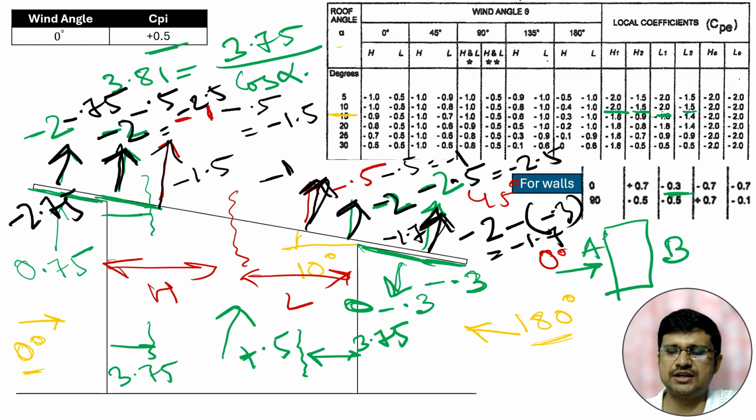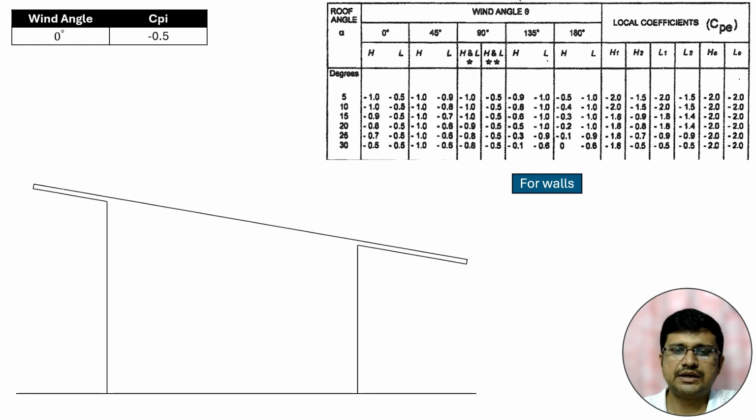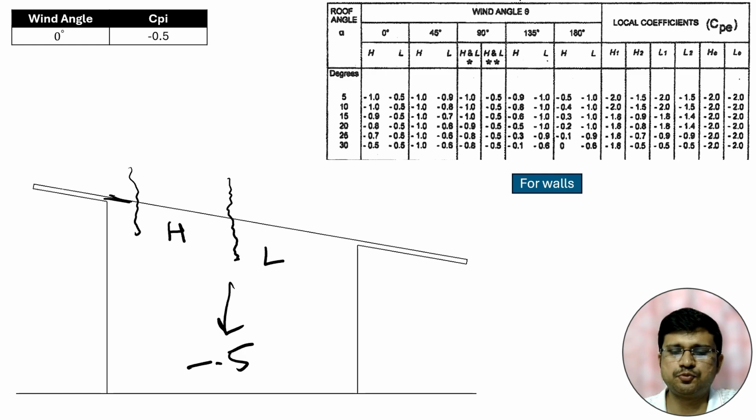So the image has actually messed up. If we go to the next slide and use similar values, it will be clearer to you. Now again, Cpi is -0.5. Cpi -0.5 means it is pulling this face, -0.5. So first we will divide this particular case. This is the zone of local coefficient. Then this is the H portion. This is the L portion. And again this is the zone of local coefficient. And these are the overhanging portions.